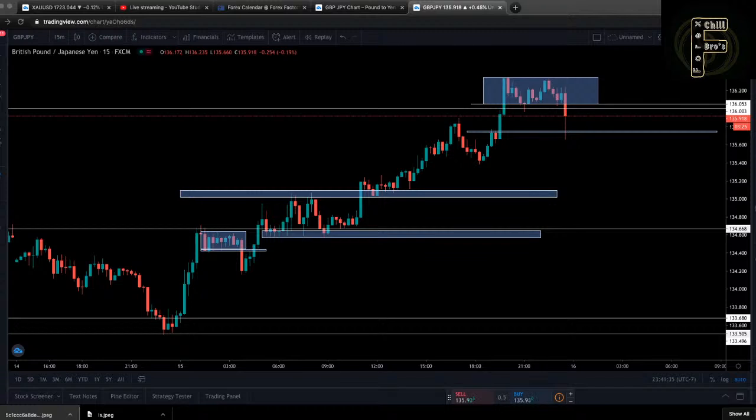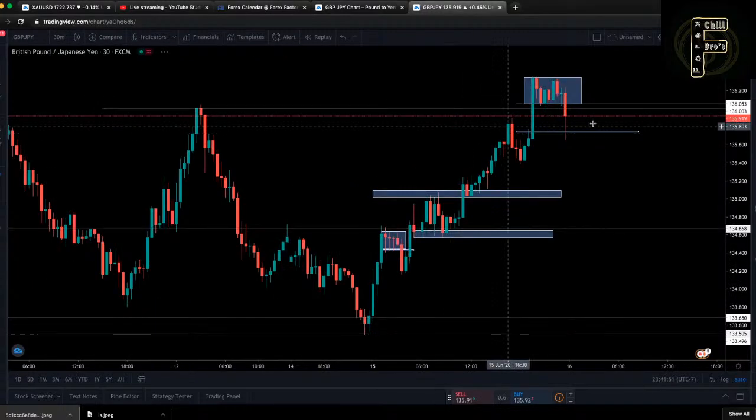That's one thing about GJ. I've seen this move happen a lot of times. Price can just go all the way down and then go all the way back in the range. But still, we're closing in 3 minutes. This is the 15 minutes, and the 30 minutes closes in 18 minutes.